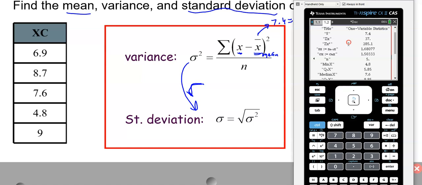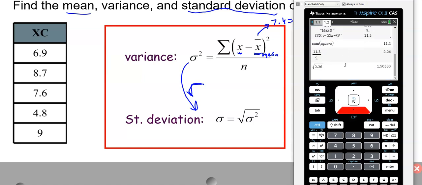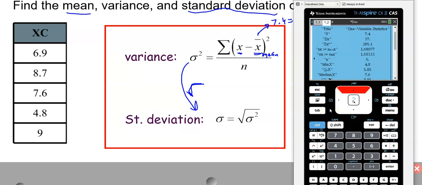By the way, if we wanted to get the sample standard deviation, we could have taken that 11.3 divided by n minus 1. So n minus 1 would be 4. There are 4 terms there. And then square root that. And that would give us our Sx, or sample, 1.68. Yeah, 1.68 is our sample standard deviation. So Sx is sample standard deviation.